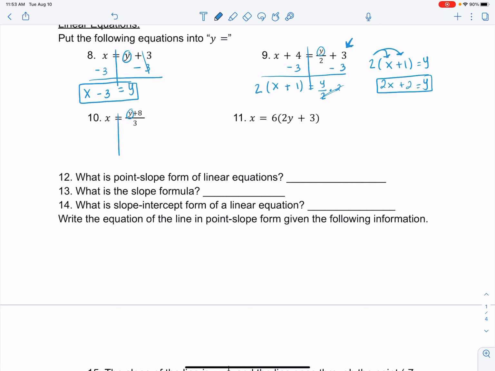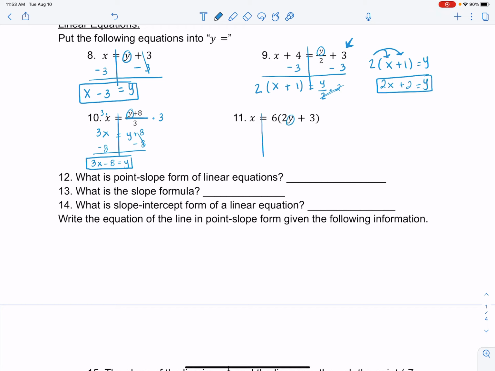To break the fraction, remember a fraction is really just dividing, so we're going to multiply. And you have to do it to both sides. So 3 times x is 3x, y plus 8. Now move the 8. 3x and 8 are not like terms, so 3x minus 8 is just 3x minus 8, and that's equal to the y.